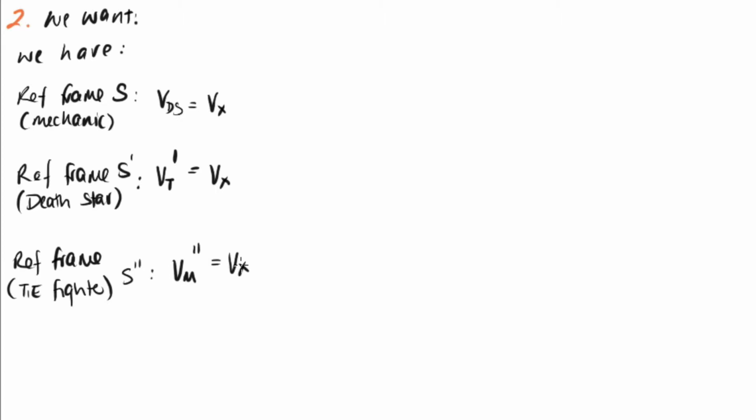So with this setup and with my terminology as I've defined it, we're looking for the speeds of the TIE fighter and the missile as seen by the mechanic. So we want Vt and Vm. So now we can start to solve. In part A, we're looking for Vt, and we have a value for Vt dash.